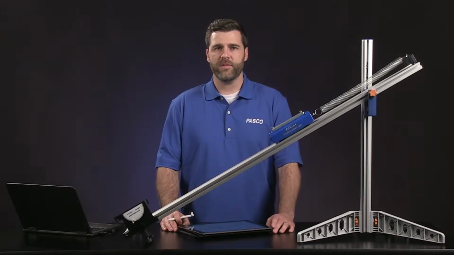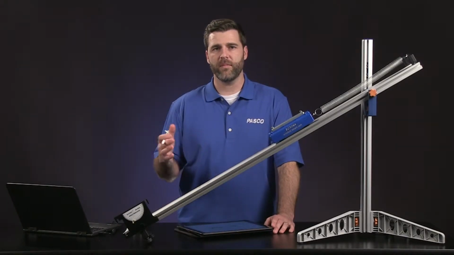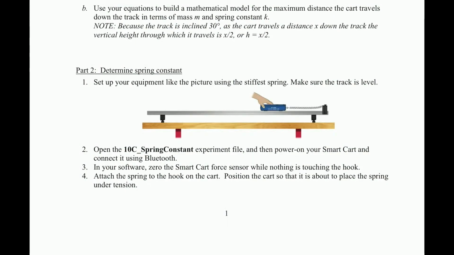Using conservation of energy principles, the energy at the top is equal to the energy at the bottom, which gives this expression. Using that expression, students can solve for the distance down the track x in terms of the cart's mass, the spring constant k, and Earth's gravitational acceleration g. Students should recognize that if the track angle is 30 degrees, the vertical height that the cart travels is equal to x over 2, which helps simplify their expression.